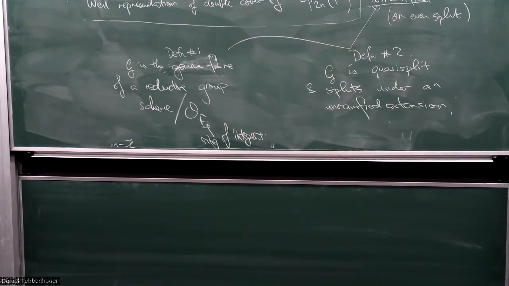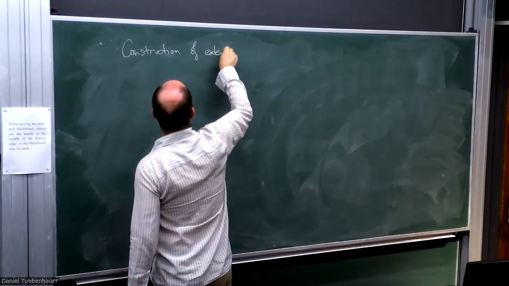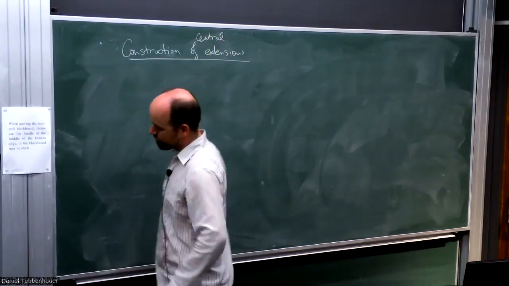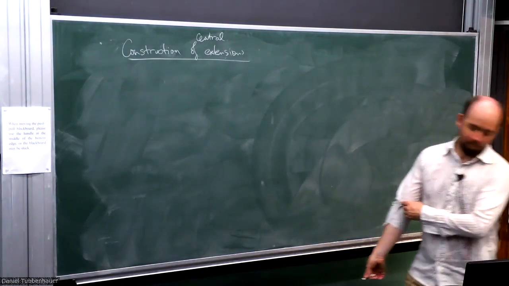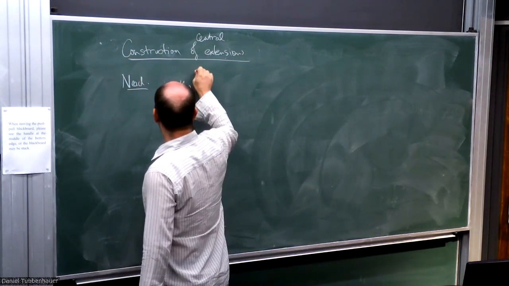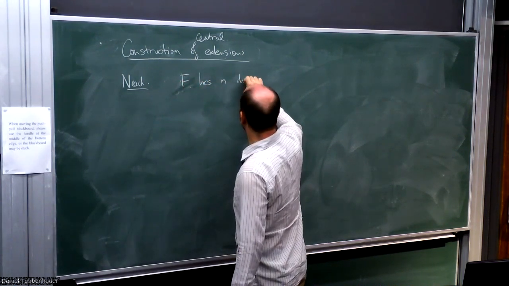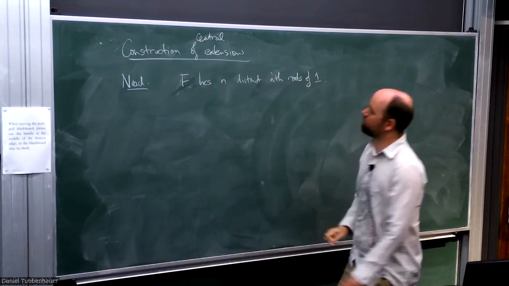Okay, so let's say a little bit about how you might construct these. I'm not going to construct these extensions, these central extensions. Ultimately I'm going to take the existence as a bit of a black box. What we need to do anything is that F has n distinct n-th roots of one in it.